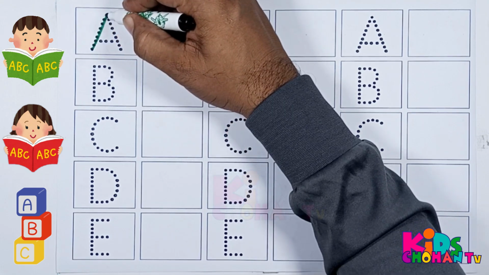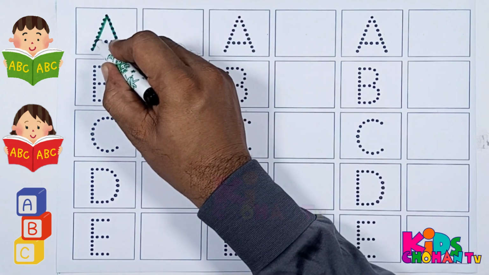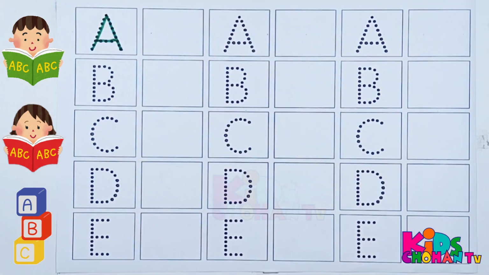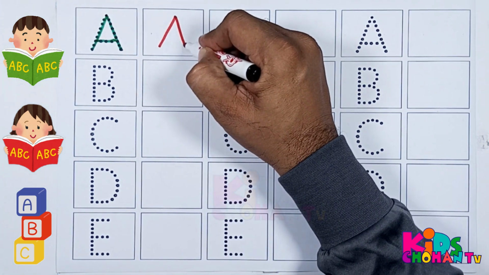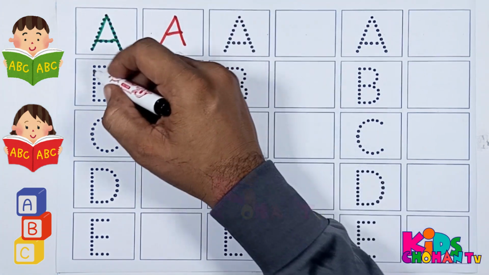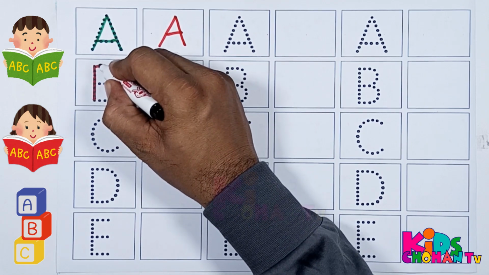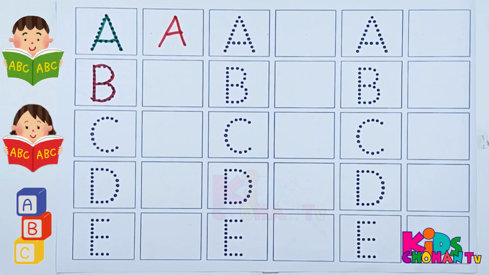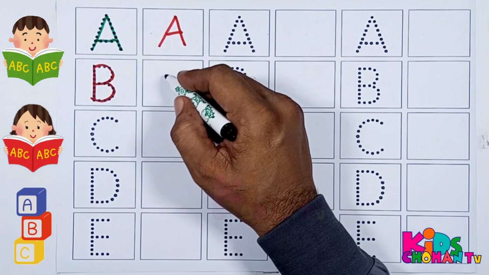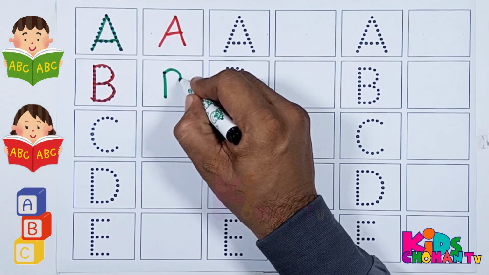Kids, we are tracing letter A. A. This is letter A. A. B. Letter B. This is letter B.